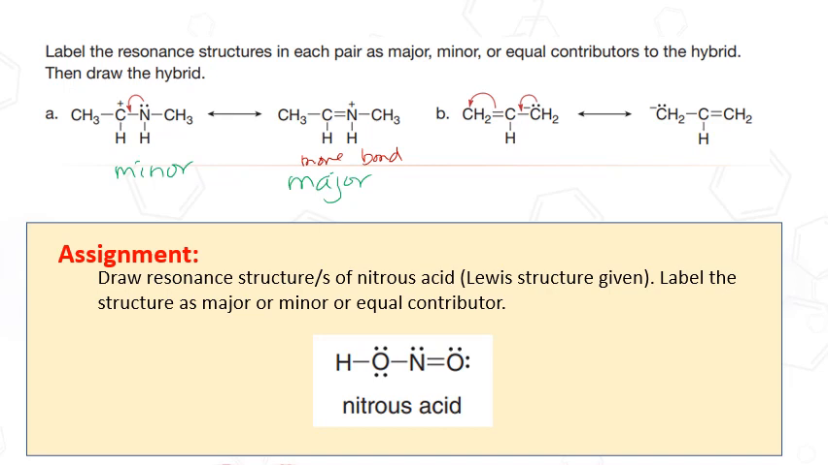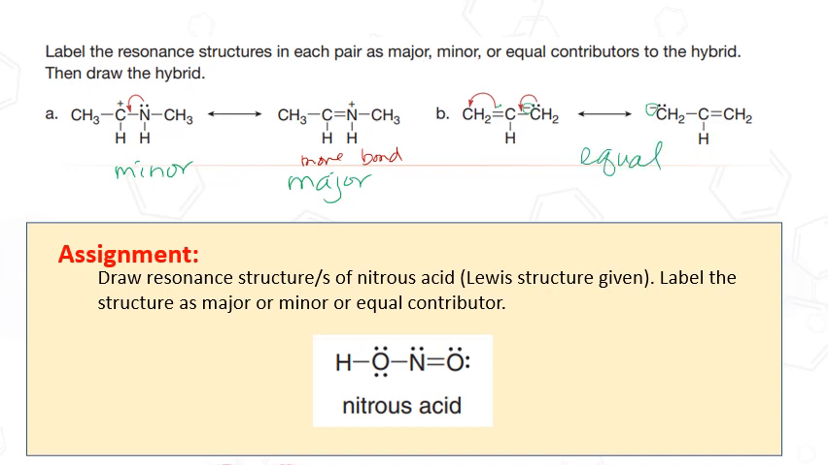Now for these two, you see that's one double bond and 2 single bonds. The other resonance form has one double bond and 2 single bonds also. In terms of charges, they both have a negative charge. So essentially, they are equal structures, so they will be equal contributors.